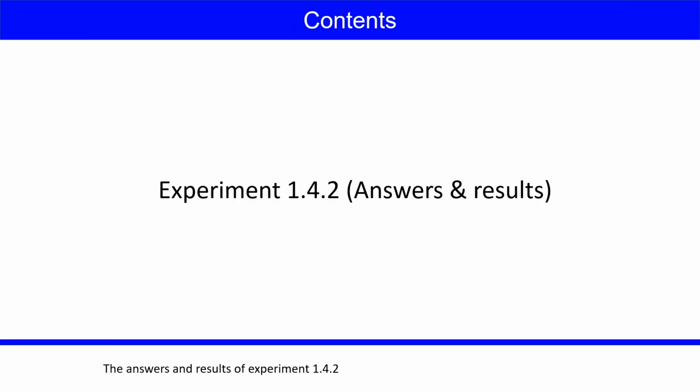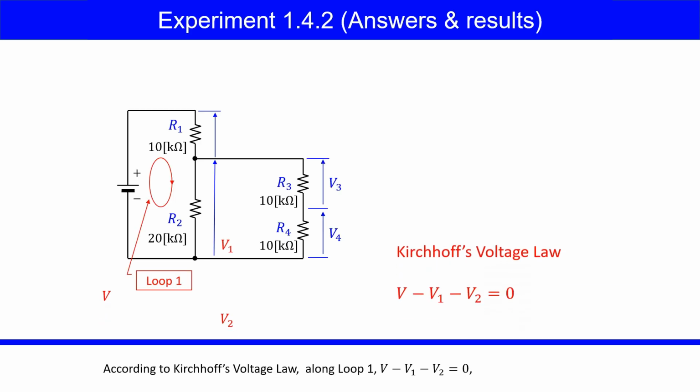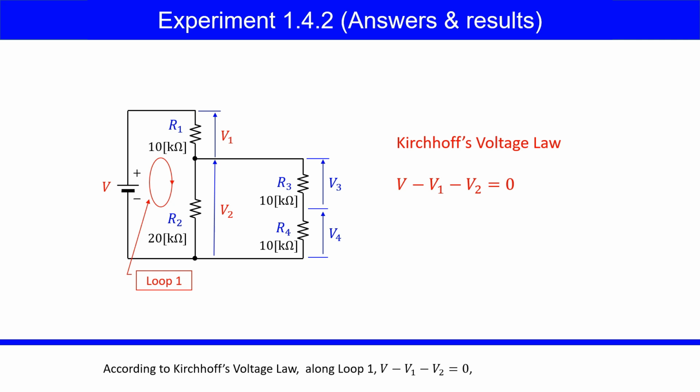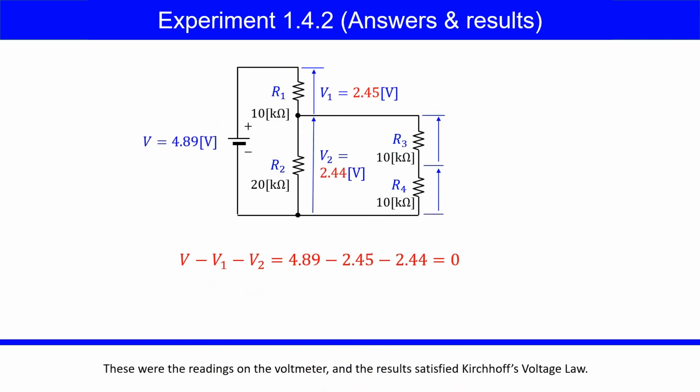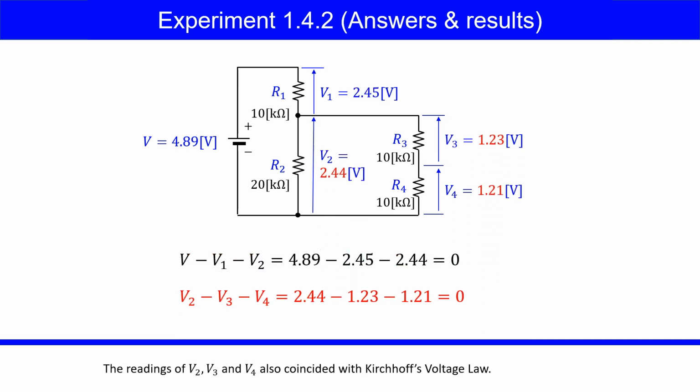The answers and results of experiment 1.4.2. According to Kirchhoff's voltage law, along loop 1, V minus V1 minus V2 equals 0. Similarly, along loop 2, V2 minus V3 minus V4 equals 0. These were the readings on the voltmeter, and the results satisfied Kirchhoff's voltage law. The readings of V2, V3, and V4 also coincided with Kirchhoff's voltage law.